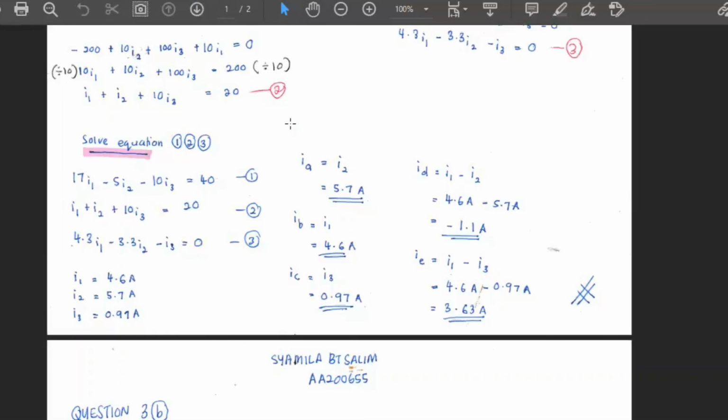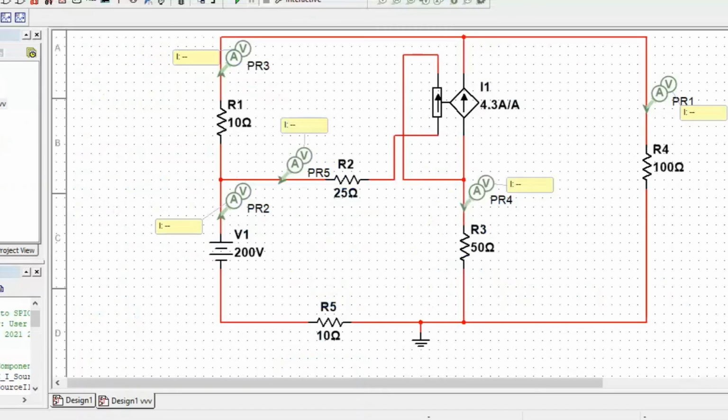To prove the answer is correct, I use Multisim. This is the circuit in figure 3. I use a probe for current and voltage, and this current controlled current source. So I just run. Alright, this is the answer. This is the answer of current.